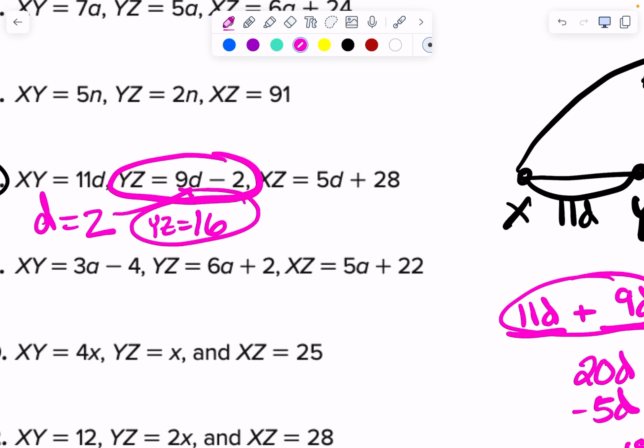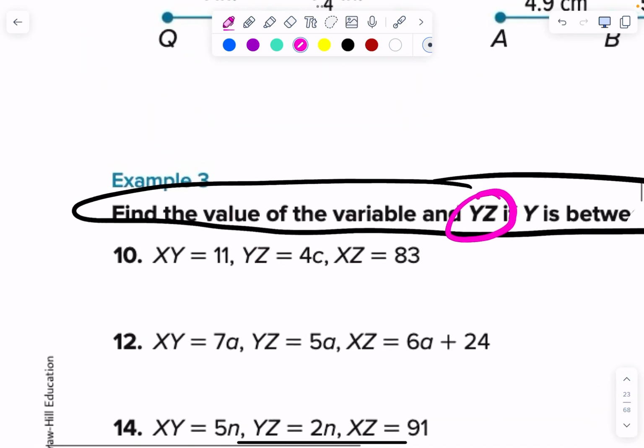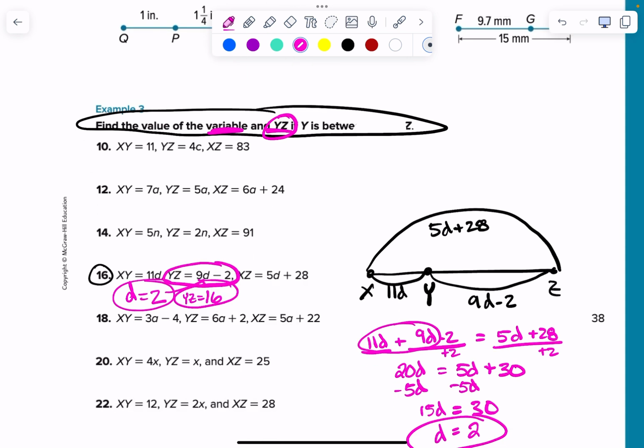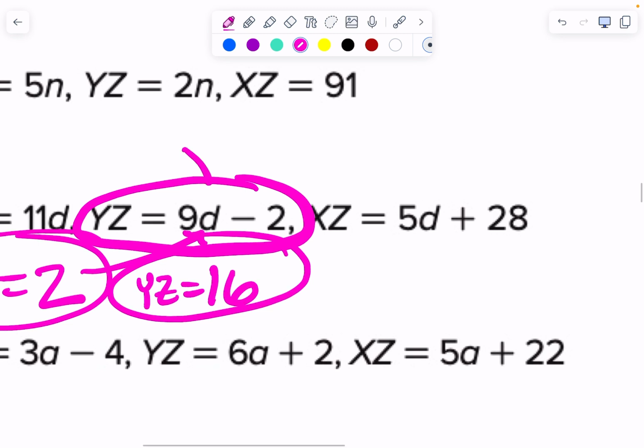If you just have to find D, right? No, you have to find YZ on each one of them. Find the value of the variable and YZ for every single one of them. You plug it back into the equation, kiddo. They give you what YZ is. They give you the equation for YZ on each one of them. So where do you plug it in? To YZ, you plug it in right here. D was 2. Right.